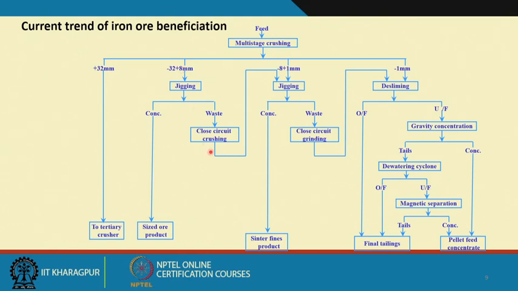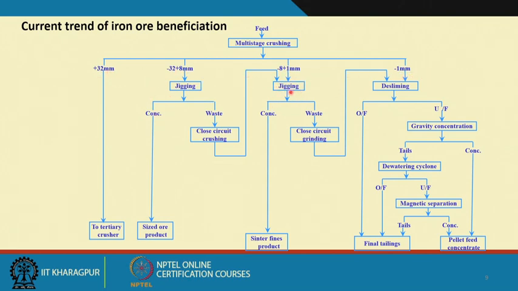So, I may have much more iron ore which is not liberated at those sizes, and then closed circuit crushing. I am crushing it to below 8 mm, that is your minus 32 plus 8, and from the multi-stage crushing we have got another product, minus 8 plus 1 mm. So, I am mixing it. I need to do the mass balancing, how much of material is going where.